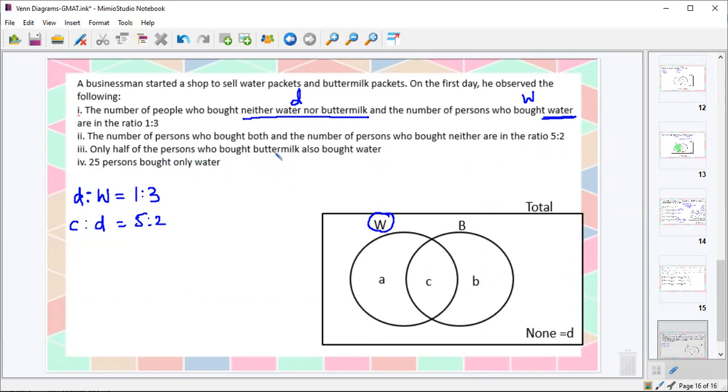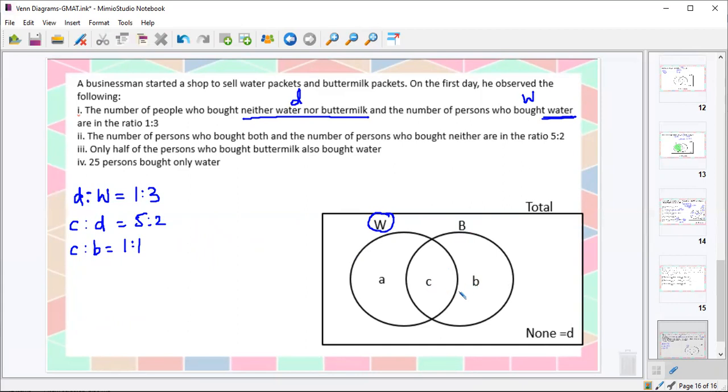If buttermilk was 2x, half of those who bought buttermilk, so half of 2x, is x, also bought water. So those x persons who have buttermilk and also bought water would be lying in the region of C. Now, can I say that C is to B is equal to 1 is to 1? Since this entire value has been divided into two parts equally, C and B, I can say C is to B is 1 is to 1.